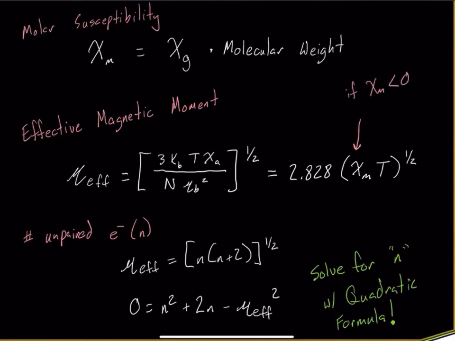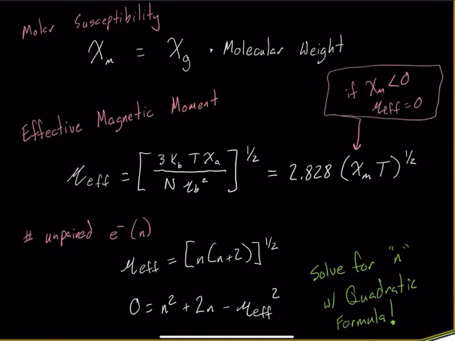Right, and if chi m is negative, that means that some of the assumptions that we made were too dramatic in relating the magnetic moment of our particular complex. So if chi m is negative, this equation breaks because we can't get a square root of a negative number. So if chi m is negative, the effective magnetic moment you can assume to be equal to 0.